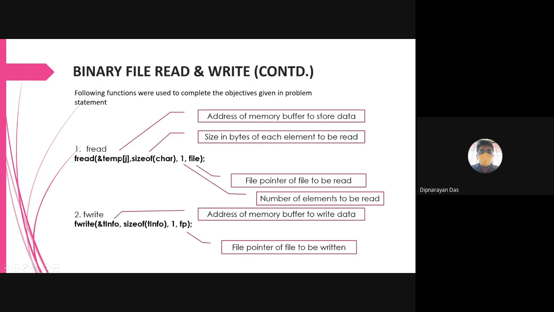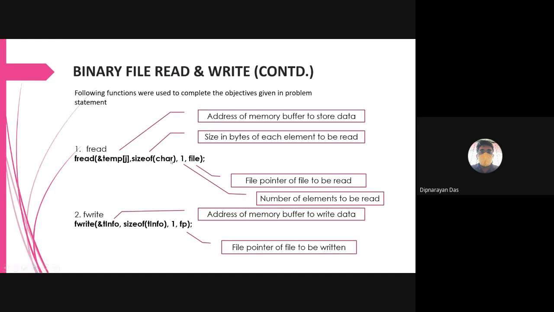And there are two other functions, fread and fwrite. There are 4 parameters we need to pass. With fread we are reading the file, so after reading, where will we store? The first parameter is the storing variable, the container. Here we have specified an array. temp is the array name, j is the index of the array, and ampersand specifies the location, the reference.